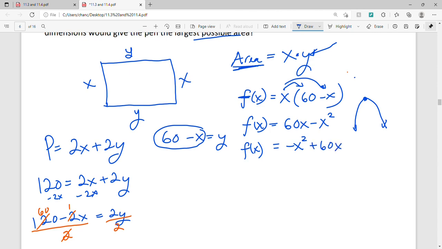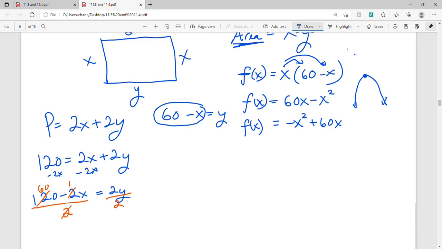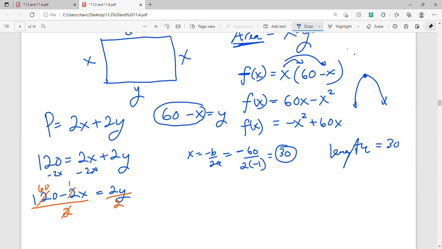We're looking for the dimensions that would give us the largest possible area. That means we'll find the vertex first. x equals negative b divided by 2a. b is 60, so we have negative 60 on top, divided by 2 times negative 1, which gives me a positive 30. This 30 is our length. So we have the length is equal to 30. 30 what though? We'll look at our units and it's supposed to be feet. So the length is 30 feet.